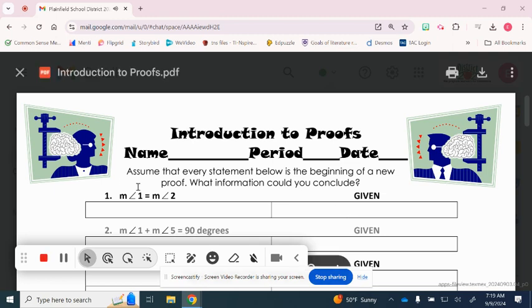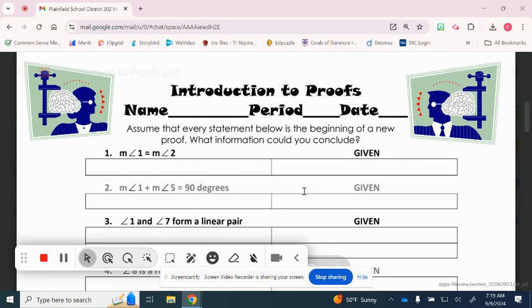Okay, so here's the directions that we have. Like I said, we're going to try to chip away and build, right? So today might be pretty easy. Tomorrow's lesson might not be as easy, but this acts as a very good review for what we need, okay? So, assume that every statement below is the beginning of a new proof.